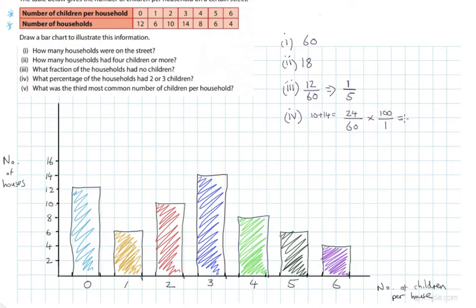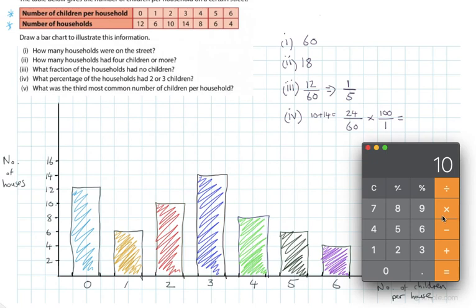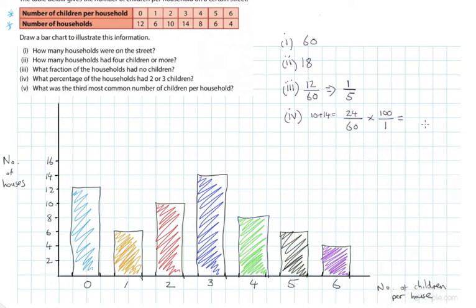And we have to get our calculators here. So 24 divided by 60 equals, and multiply that by 100, and that's 40. So 40% of the houses had 2 or 3 children.